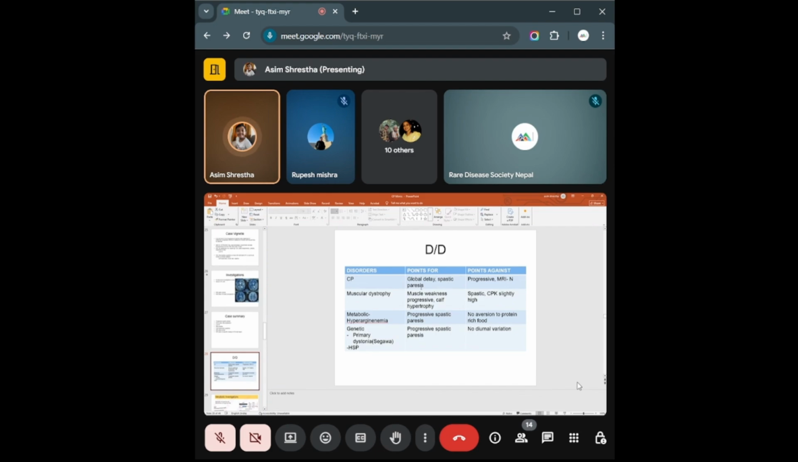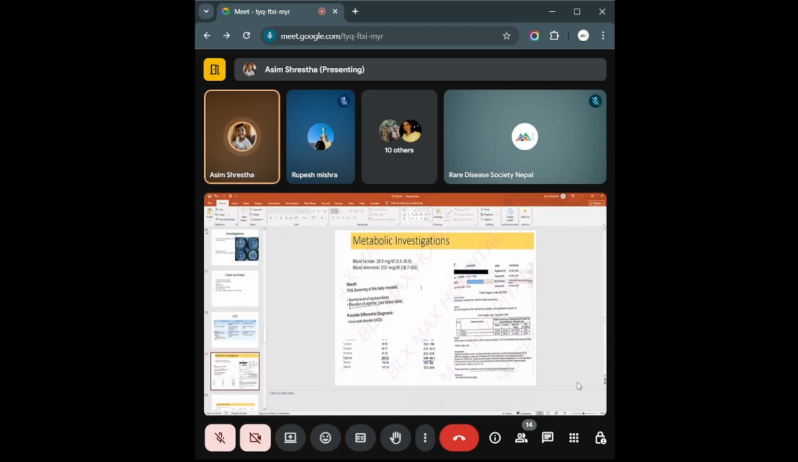In genetic causes, could it be Segawa disease, the primary dystonias? But there was a history of progressive spastic paralysis and no diurnal variation. Or could it be hereditary spastic paralysis? So these were the differentials that were considered. Based on this, metabolic investigations were sent.